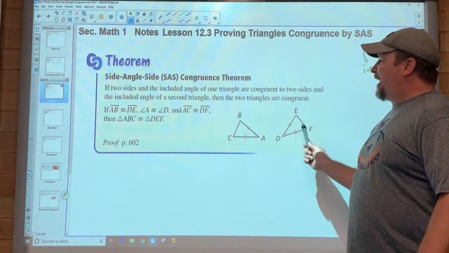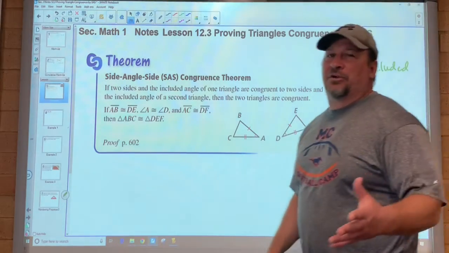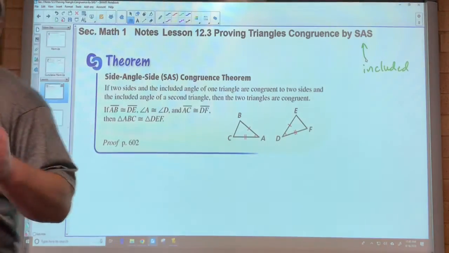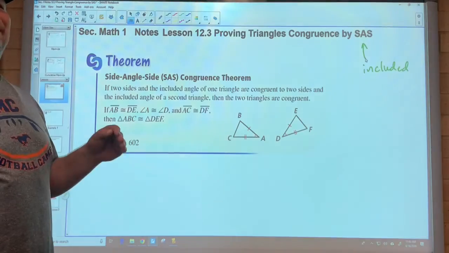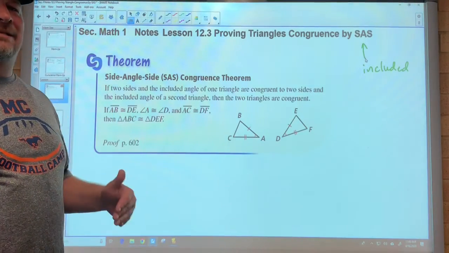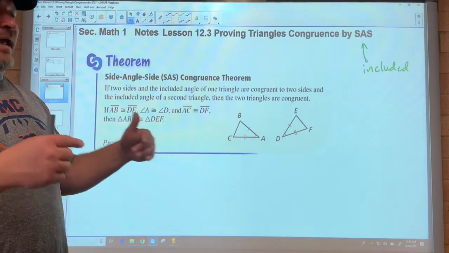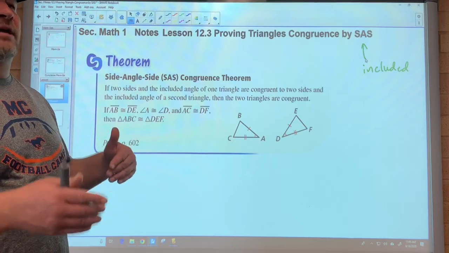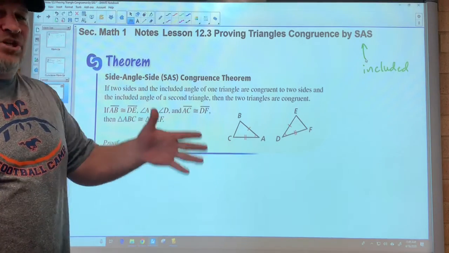For these 2 triangles to be congruent, the first way we learned about triangles being congruent was that all the sides had to have the exact same markings, and all the angles had to have the exact same markings, as far as they had to match up with one another.